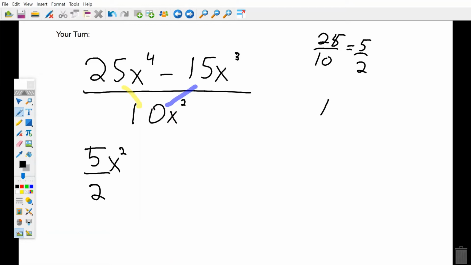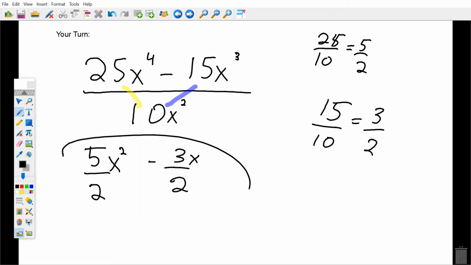Over here, we've got 15 divided by 10. It does not divide in evenly, so we'll reduce the fraction. Reduce this to 3 over 2. And then the exponents, 3 minus 2 is 1. So your answer is 5x squared over 2 minus 3x over 2.